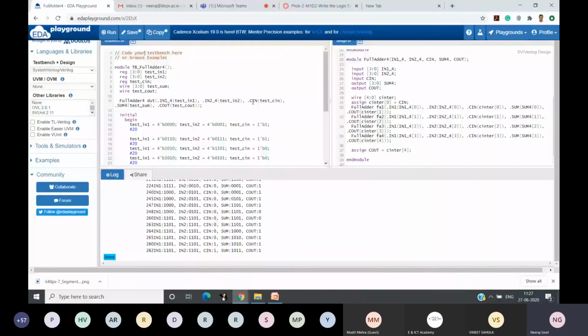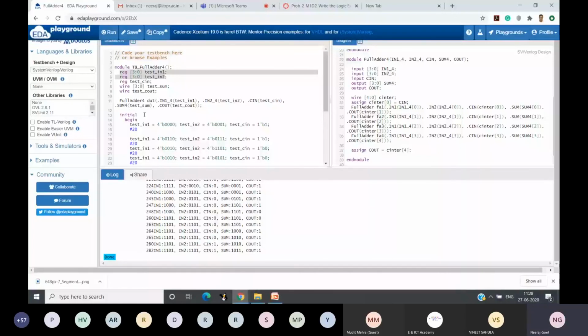Writing the test bench is again, as we did yesterday: this block has no ports, and internally we write registers for the inputs and wires for the outputs, and we instantiate this DUT full adder 4. Then we say test input 1 is connected to IN1_4, test input 2 is connected to IN2_4, test Cin is connected to Cin, test sum is connected to sum4, and test Cout is connected to Cout.